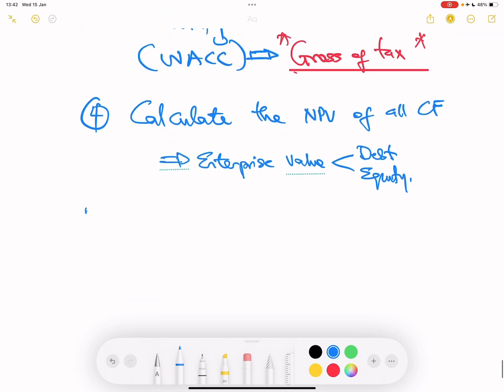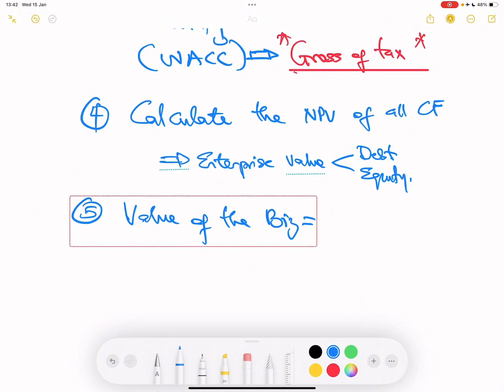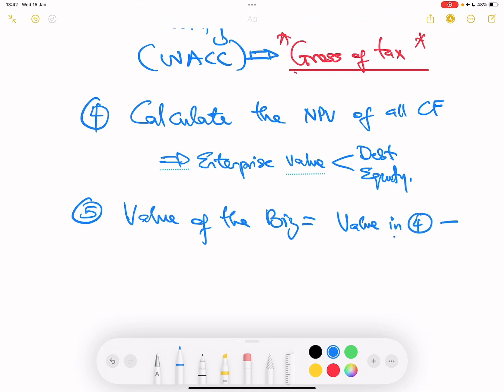And for you to get the real value of equity of a business, that is, if the shareholders want to sell the business today, how much would they be selling? They won't be selling with the debt. So debt value has to be taken out. So the value of the business will now be equal to the value you have in step 4 minus debt. So this is what you need.